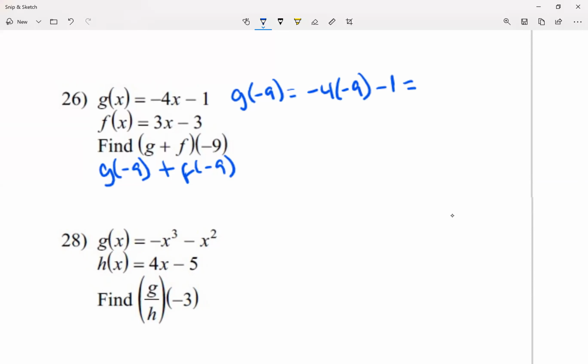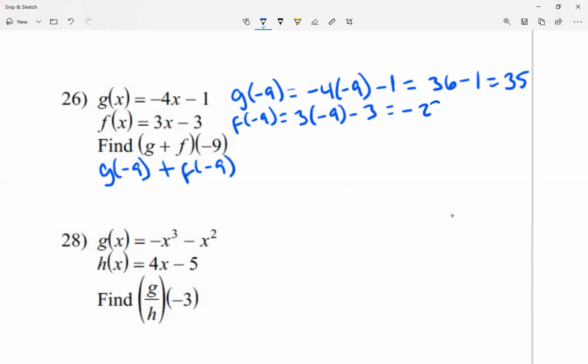I know I have to do multiplication before I subtract. Negative 4 times a negative 9 is positive 36 minus 1, which is 35. So g of negative 9 is 35. Let me find out what f of negative 9 is. I'm going to go 3 times negative 9 minus 3. I have to multiply first. I know 3 times a negative 9 is negative 27 minus 3. Now, negative 27 minus 3 is negative 30.